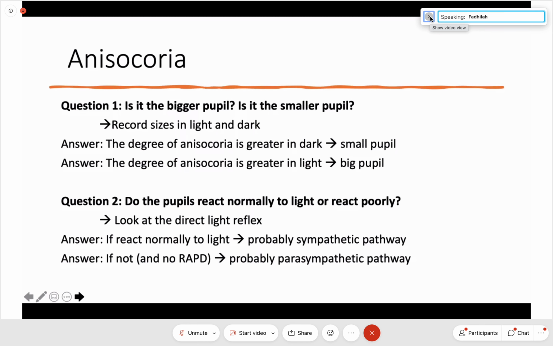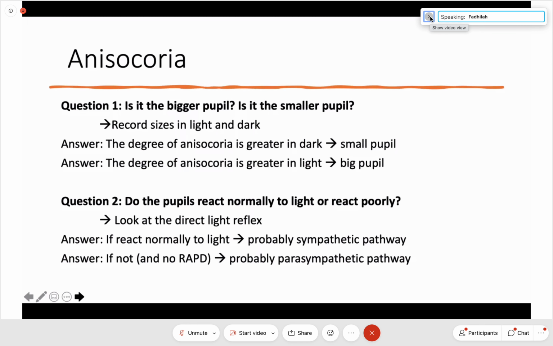When you begin examining the pupil, you use your pen torch and put it down below on the face and shine both pupils at the same time. Then you measure with a ruler the sizes in millimeters. Then you turn off the light and measure again. So the question is, which one is not normal, bigger or smaller? If the degree of anisocoria is greater in dark, meaning when you turn off the light the difference between the two pupils becomes more prominent, there is a pupil that is not getting bigger. That has got to be the smaller one. So it is a problem with the small pupil.